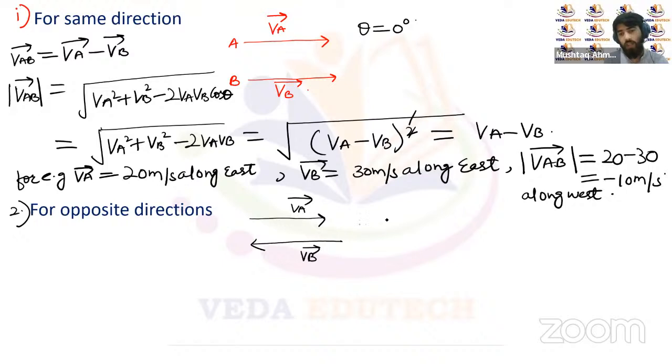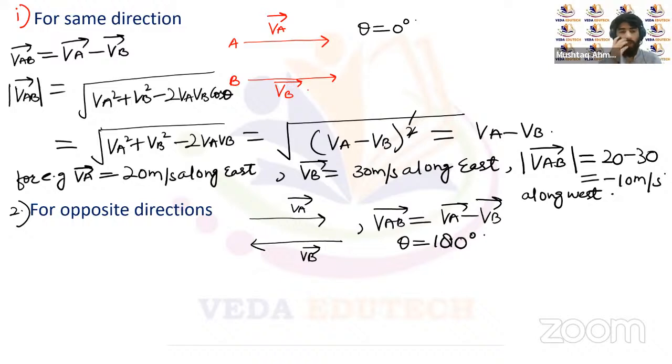Then VAB will be equal to VA vector minus VB vector, right? And we can see that since both the vectors are opposite in direction, the angle between these two vectors has to be equal to 180 degrees, right? 180 degrees will be the angle between these two vectors.